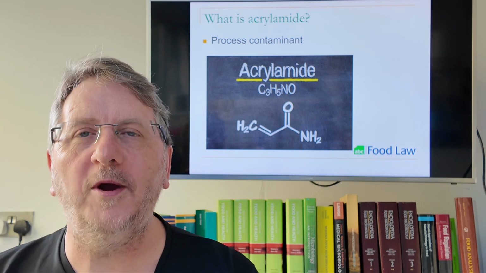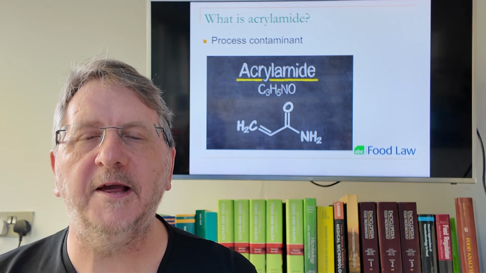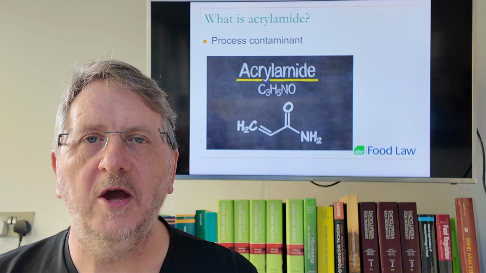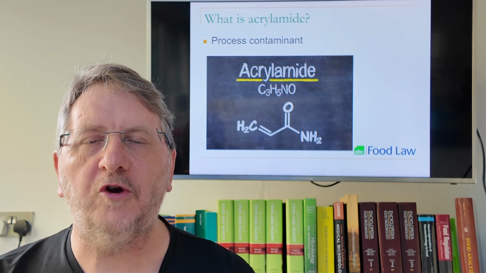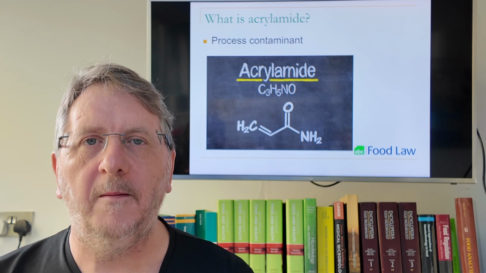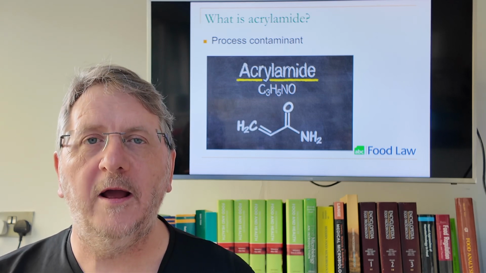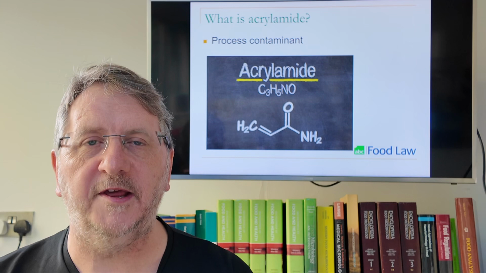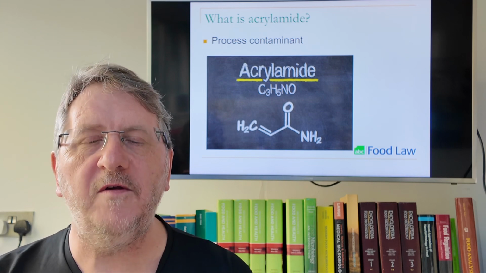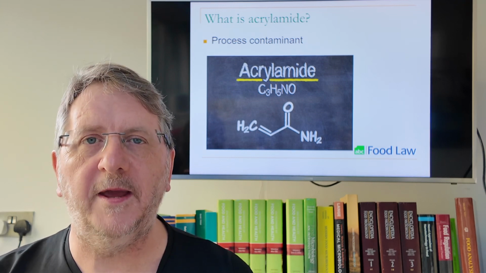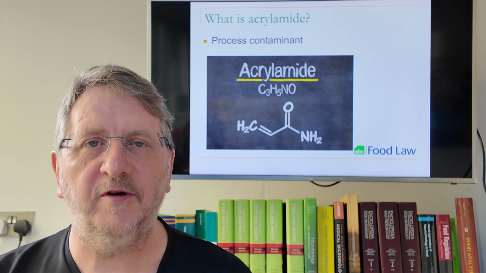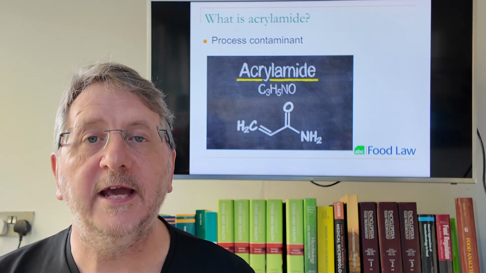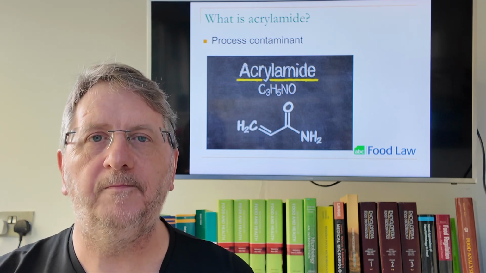Right, start at the beginning. What is acrylamide? Acrylamide is a process contaminant. What does that mean? Well, I'll run through that in a moment. Acrylamide is formed in certain foods by applying certain processes. Basically, where you've got high starch foods being subjected to high temperatures, then through this process the contaminant acrylamide can be formed in the food.